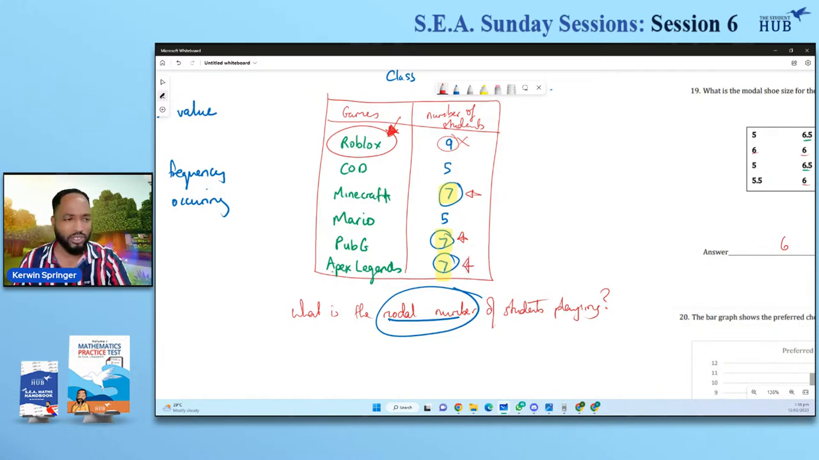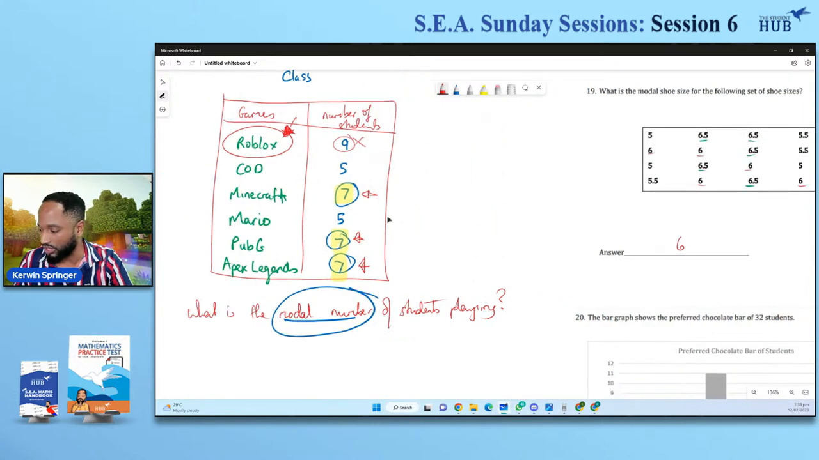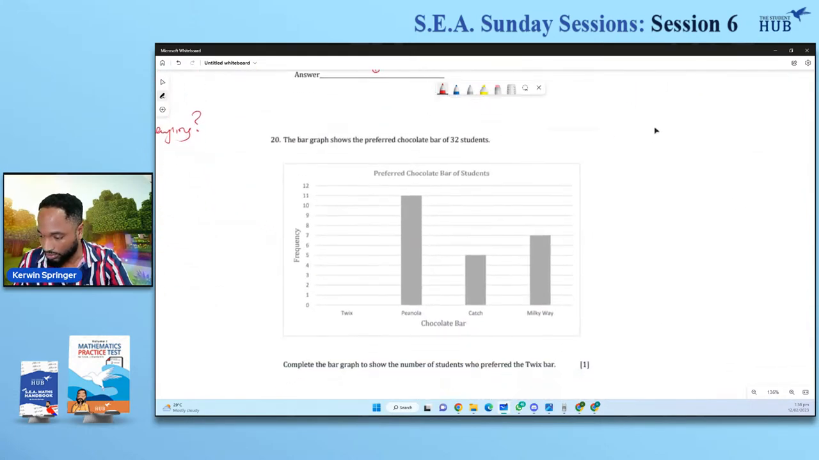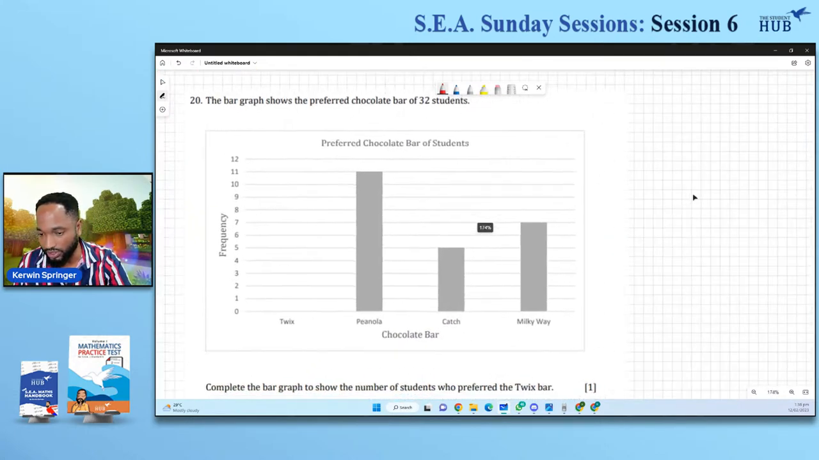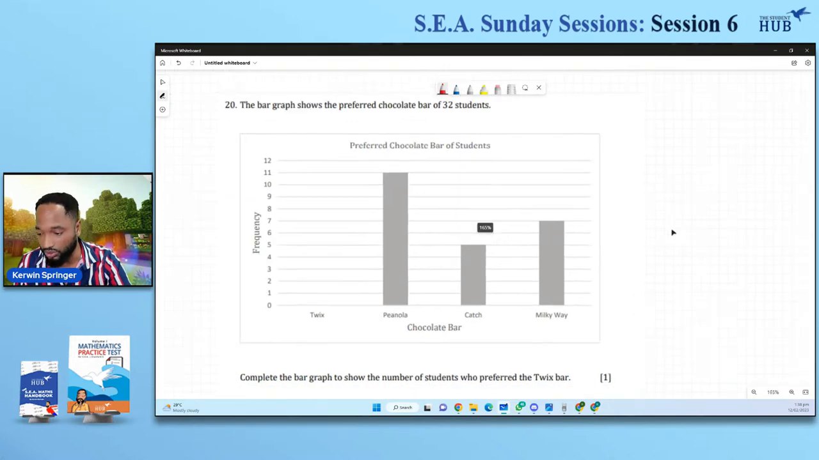Rate out of 10, how much you all understand that concept? And there we go on. So maybe you came across some questions like that, and that's how to do it.